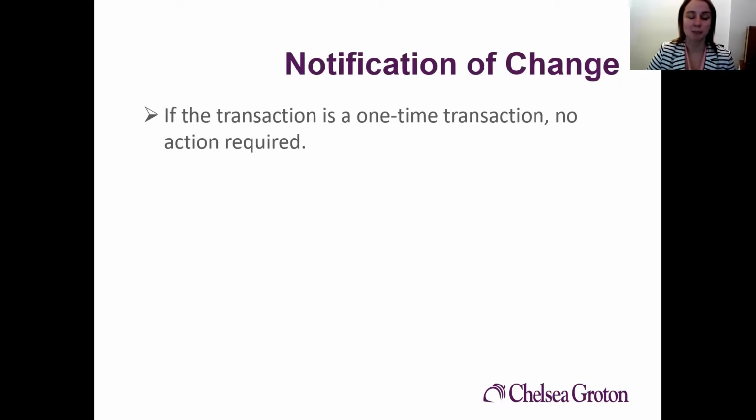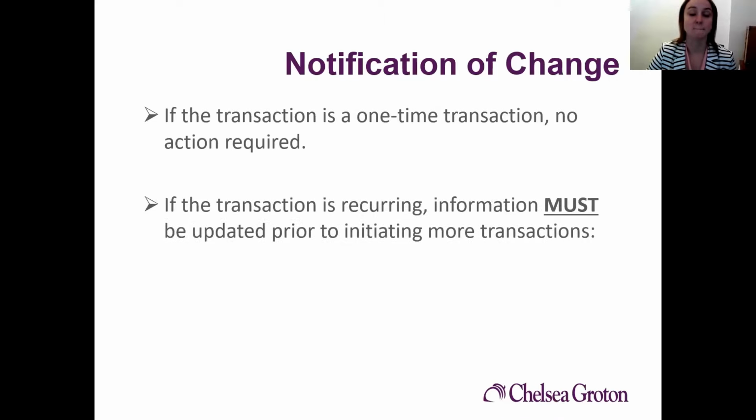So if you're never planning on paying that vendor or person again, you don't need to do anything when you get a notification of change. What will happen is we'll send you an email once we get it so that you're aware that something needs to happen with that ACH transaction. But if you are planning on paying that person again, like a recurring vendor payment, you are required to update that ACH information prior to initiating more transactions.